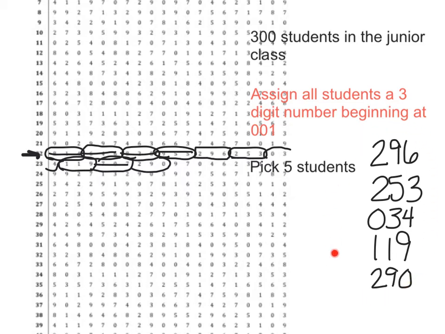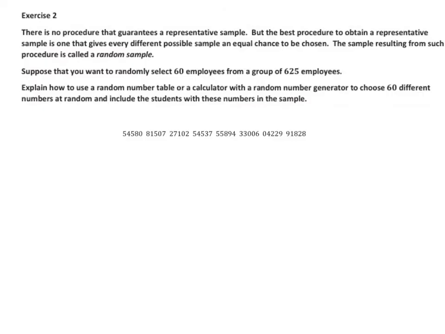There is no bias in there whatsoever. And remember, you could have started on any row, any place. But these are the 5 that were randomly selected. Now, what happens if this would have been 296 again? Well, you just cross it off and go on to the next 3. You can't pick the same student twice. But this guarantees random selection. Again, there's no procedure that guarantees a representative sample, but the best procedure to get one is one that gives every different possible sample an equal chance, and that's what this random number table does.